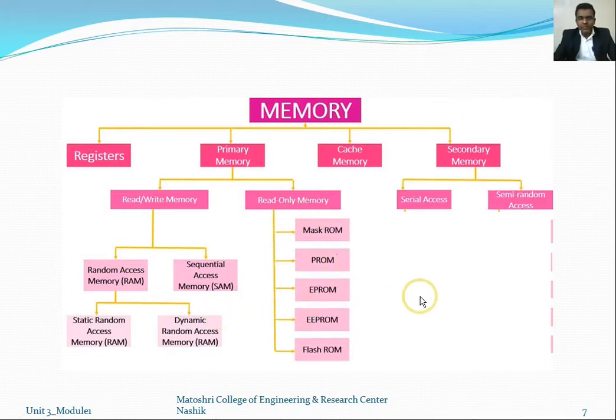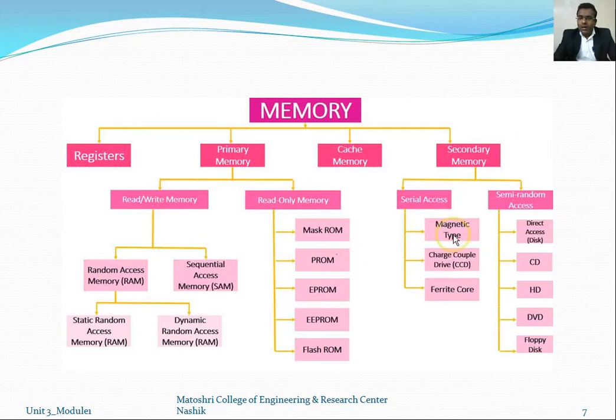Read-only memory is further classified as mask read-only memory, PROM, that is the programmable read-only memory, EPROM, that is the erasable programmable read-only memory, EEPROM, that is the electrically erasable programmable read-only memory, and finally flash ROM. In this way, there are five classifications for ROM, which we cover in the second module.